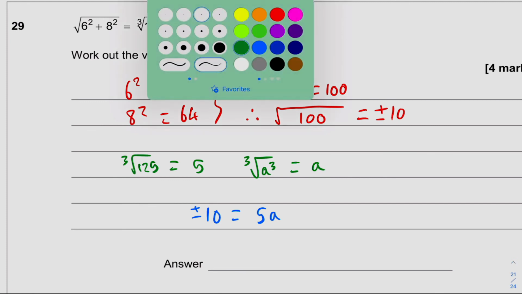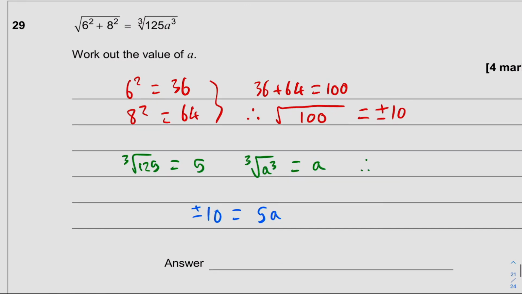So I should actually put another line of work in here saying therefore the cube root of 125a cubed is equal to 5a. And then we move down to this line here where we have 5a is equal to plus or minus 10. So therefore we can say a is equal to 2 or negative 2, so we just put plus or minus 2. So a is equal to plus or minus 2.